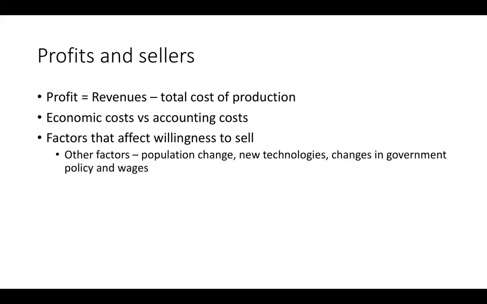All right, so other factors that affect willingness to sell: population change, that's going to change the number of sellers and buyers in the market, new technologies, changes in government policy and wages. Especially new technologies, things that make the price of inputs more efficient. It makes that capital go further. And changes in government policy and wages, such as raising the minimum wage, that might increase prices, increase inputs of production, meaning that would affect our willingness to sell and supply.